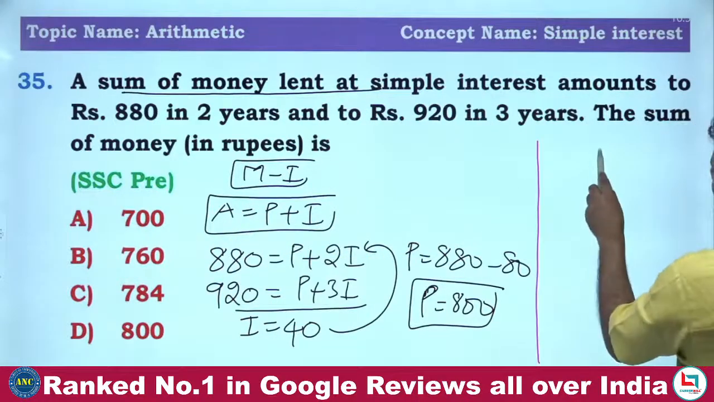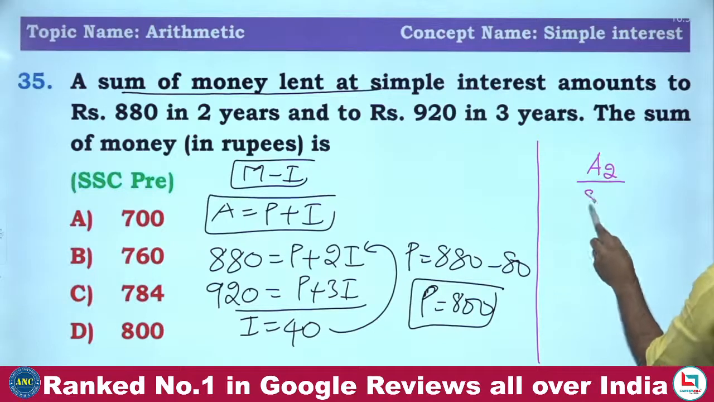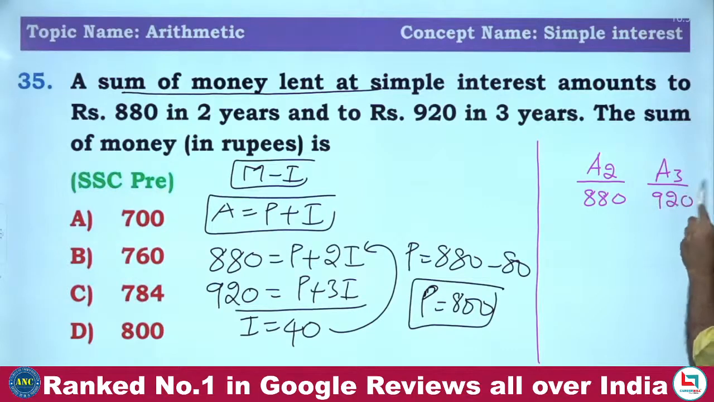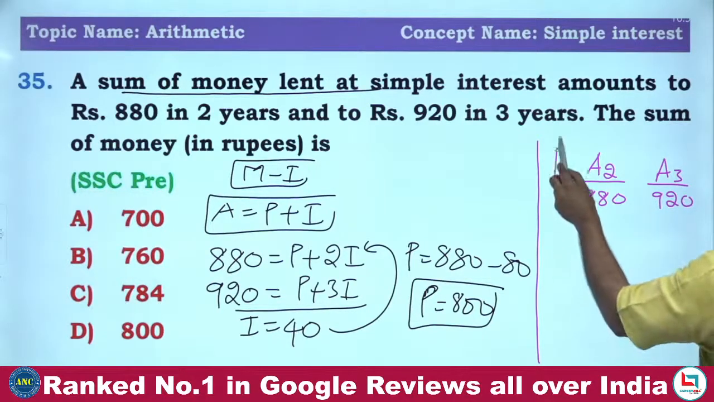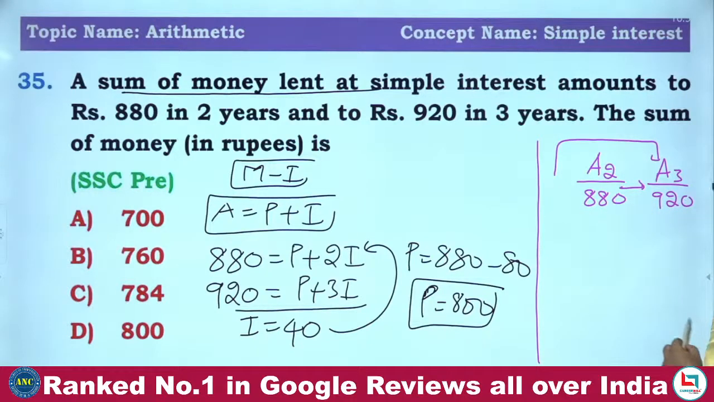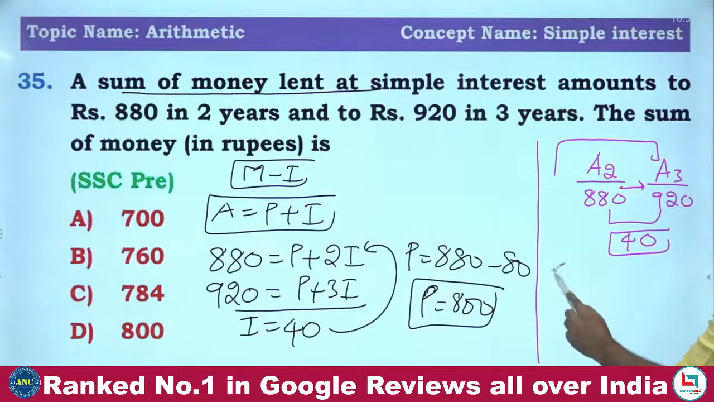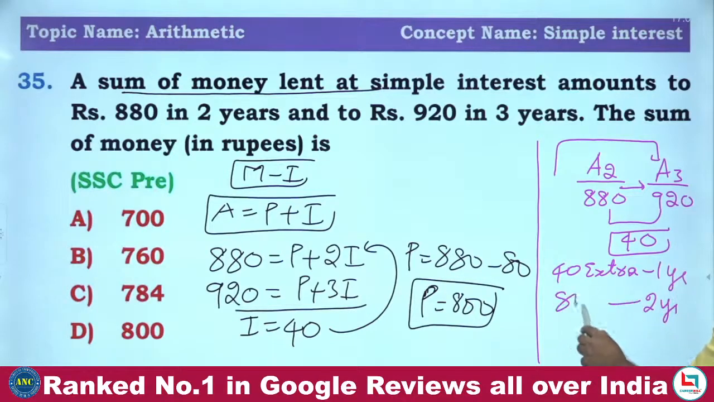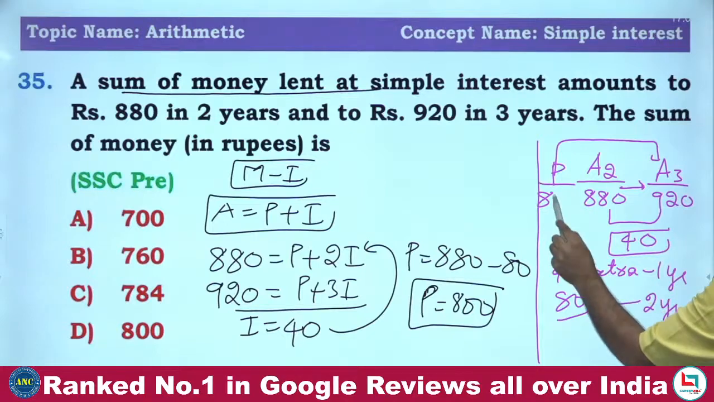Now see here, amount at the end of 2 years is 880. Amount at the end of 3 years is 920. What is the extra? Extra is 40. 40 extra in how many years? In 1 year. So in 2 years, how much extra will it be? 80 extra. So the principal will be 800.